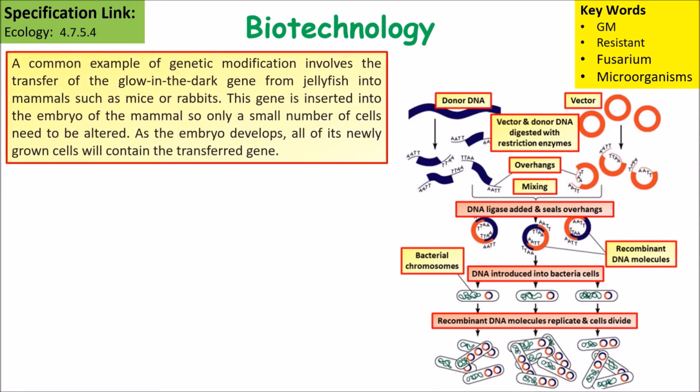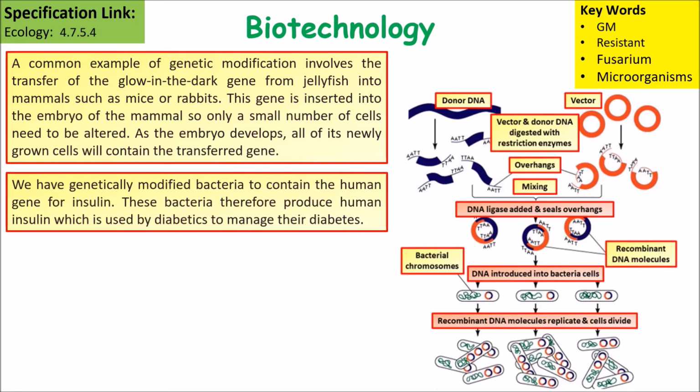A common example of genetic modification involves the transfer of the glow-in-the-dark gene from a jellyfish into mammals such as mice or rabbits. The gene is inserted into an embryo of the mammal, so only a small number of cells need to be altered. As the embryo develops, this new gene that has been transferred to it will be shown as a characteristic.